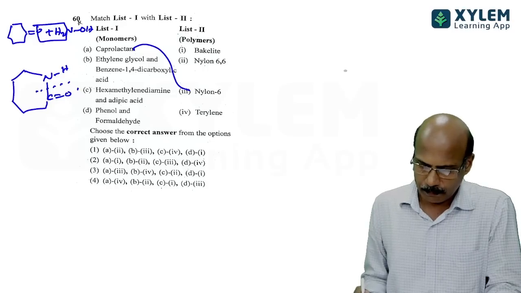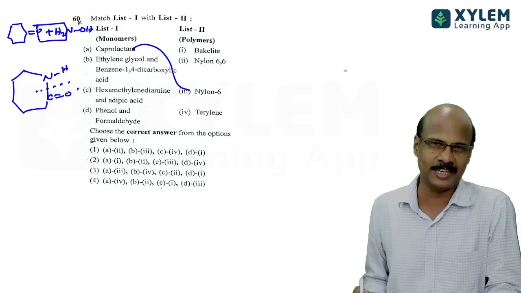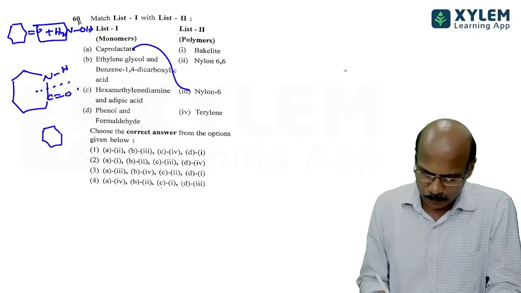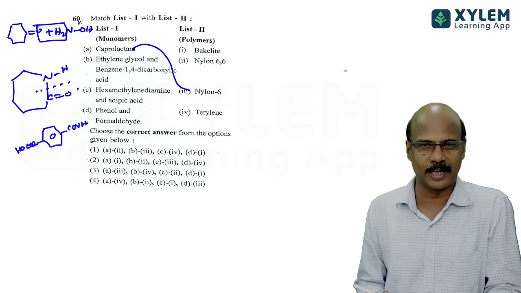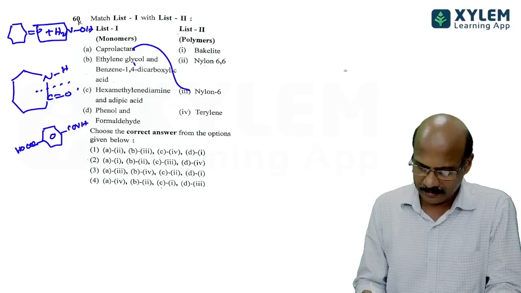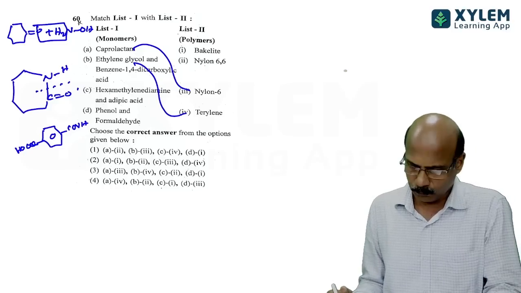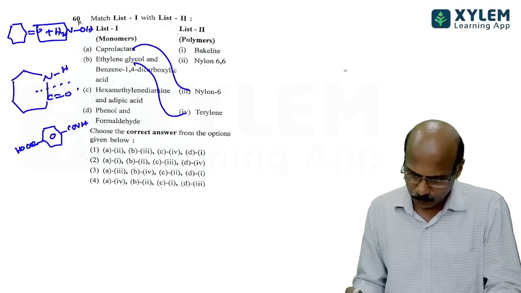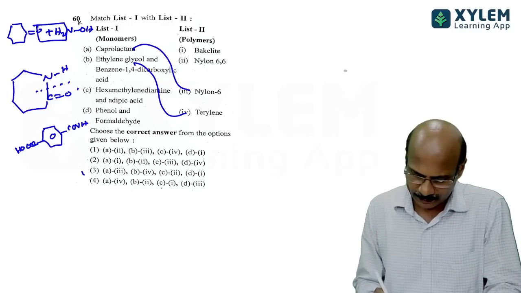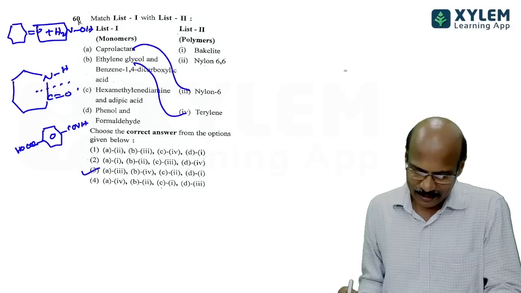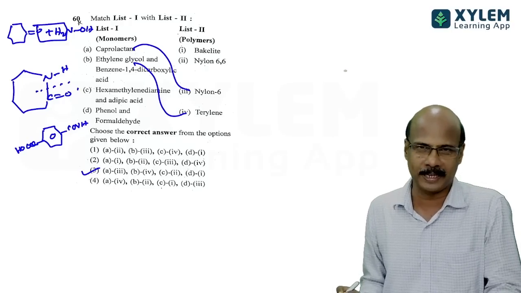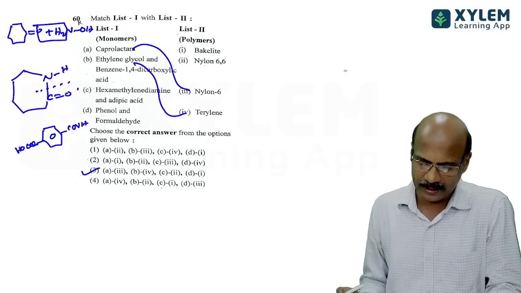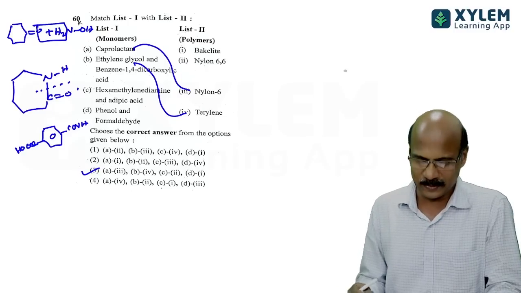Ethylene glycol and benzene 1,4-dicarboxylic acid. 1,4-dicarboxylic acid, you can better call it terephthalic acid. When terephthalic acid is treated with ethylene glycol, you will get terylene. So you will get B as fourth one. A third, B4. A third is only for third one, right? So the remaining part, phenol formaldehyde resin, that comes to bakelite, isn't it? Hexamethylene diamine and adipic acid goes to nylon 6,6.